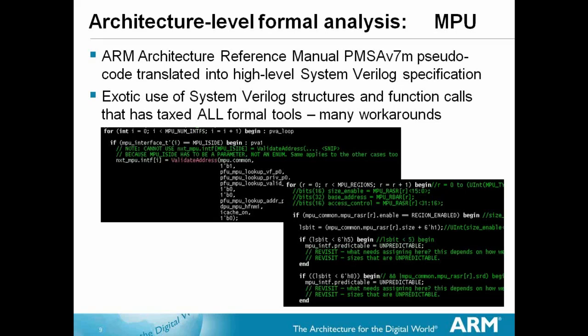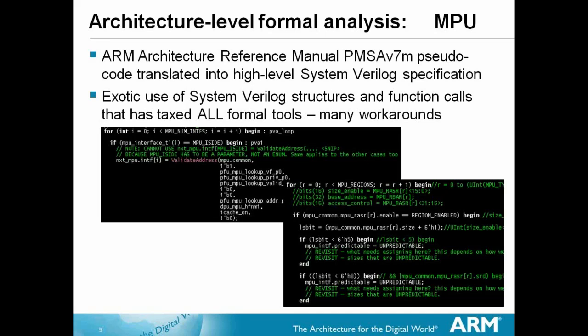I say that because you can observe here that I've got some revisits, and crucially, there's this word accompanying the revisit, unpredictable. So there is some non-determinism in the architecture. And we're able to highlight that non-determinism in this model, which I've converted from this pseudocode into a sort of high-level SystemVerilog specification. And this executes next to the memory protection unit. So the example here is around the PMSA and the memory protection unit on Pelican.